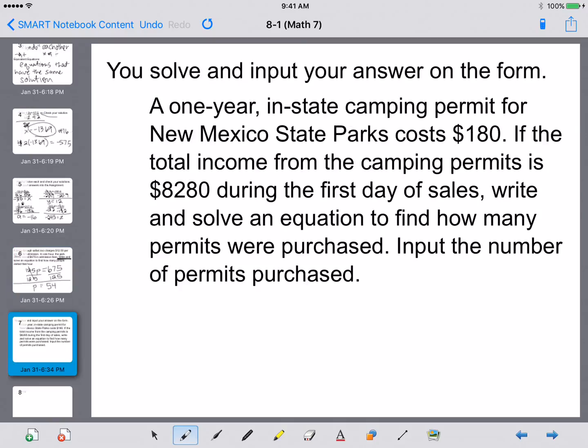Now I want you to pause and solve this one and try it on your own. So here it says a 1-year in-state camping permit for New Mexico State Parks costs $180. If the total income from the camping permits is $8,280 during the first day of sales, write and solve an equation to find how many permits were purchased.